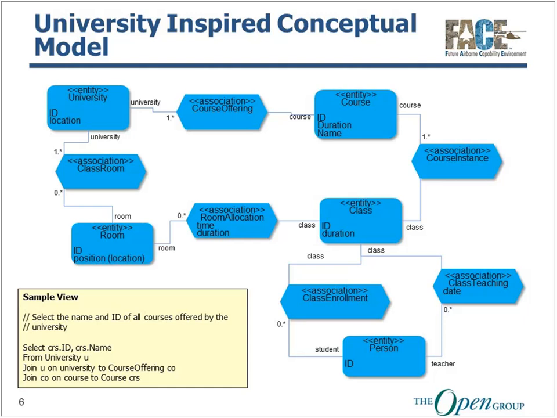If you're familiar with SQL, I've just given it an alias called U, so I can save myself a little typing. I'm going to join on this university line to course offering. So this line is labeled university. I joined it from the university to course offering, and from course offering on course to course. So I get from here all the way over to here. And again, I selected the name and the ID, and this describes a view that contains all of the course IDs and names of all the courses part of a course offering relationship with the university.